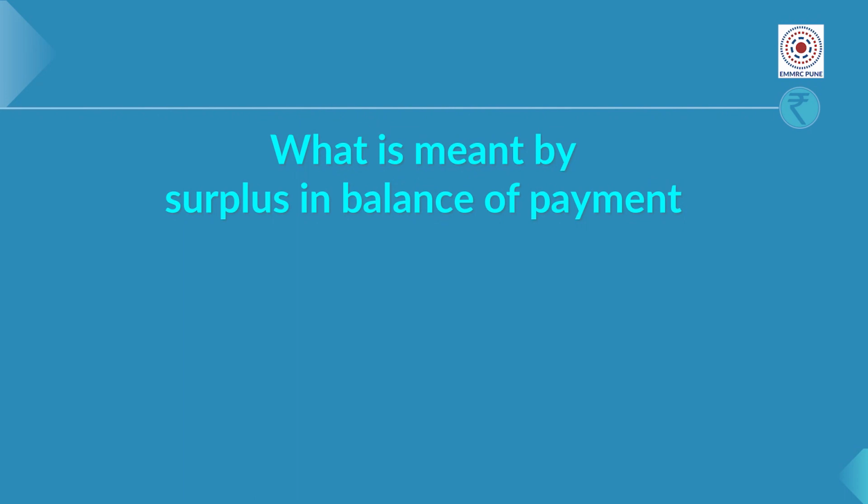What is meant by surplus in balance of payment? When autonomous receipts, that is credit, are greater than autonomous payments, that is debit, the balance of payment will be in excess or favorable. To state it another way, if total credit surpasses total debit in the current and capital account, including errors and omissions, the balance of payment is said to be in surplus.